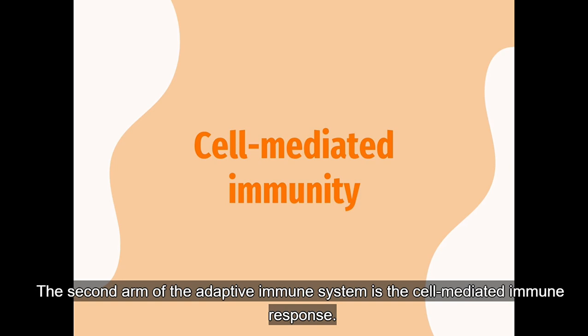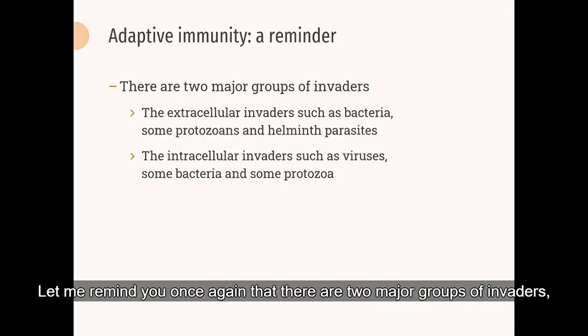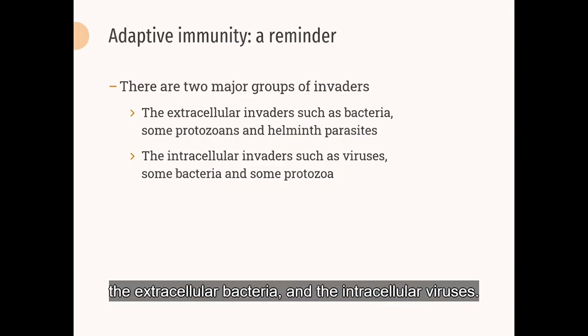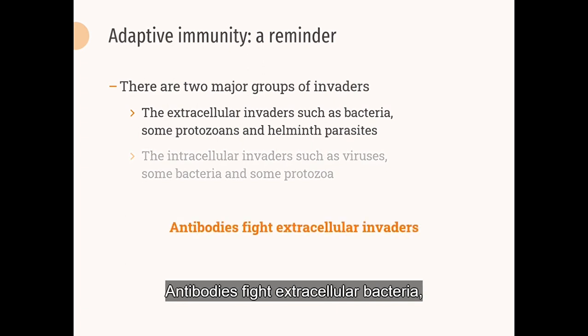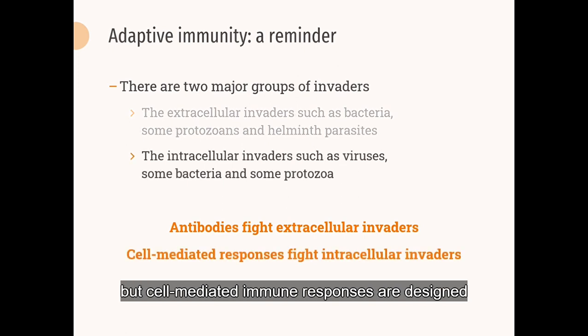The second arm of the adaptive immune system is the cell-mediated immune response. Let me remind you once again that there are two major groups of invaders, the extracellular bacteria and intracellular viruses. Antibodies fight extracellular bacteria, but cell-mediated immune responses are designed to fight intracellular invaders, especially viruses.